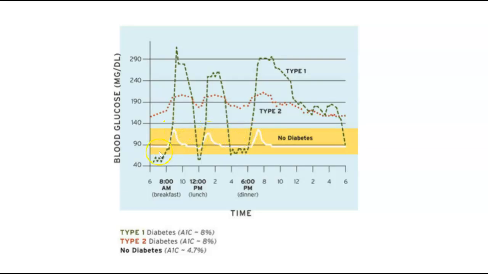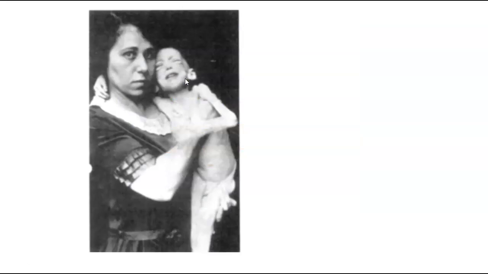So I would say that if you look on a graph and you see something that's severely over 130, that would be someone who has some type of diabetes, whether it's type 1 or type 2. I just wanted to show you a picture of this.